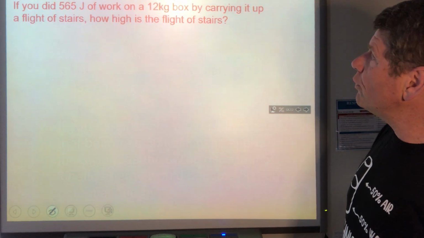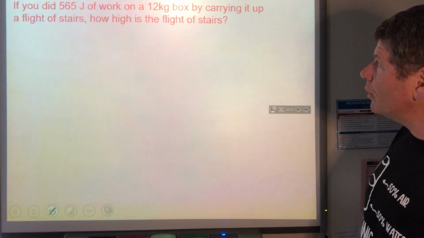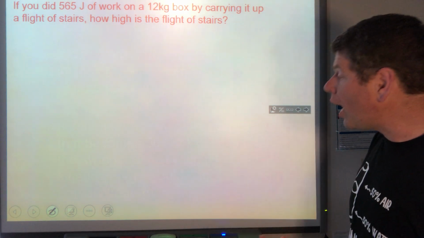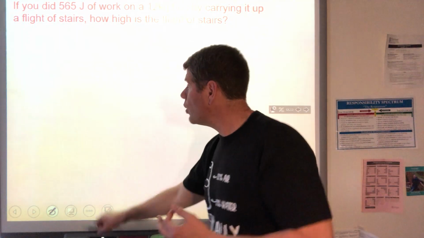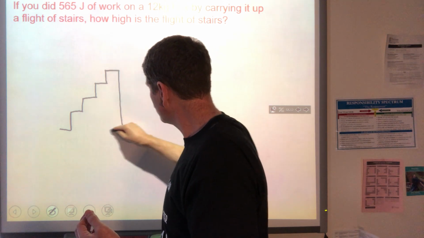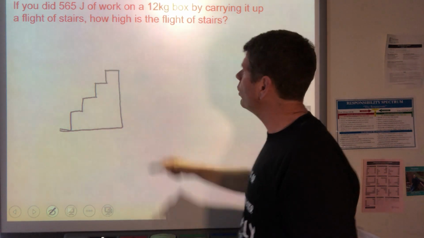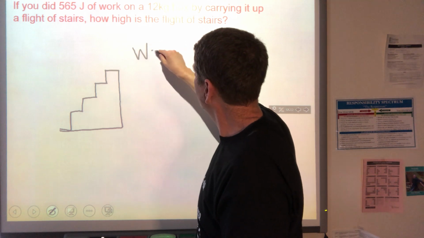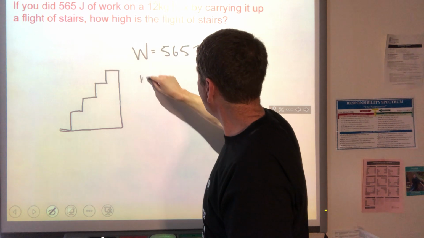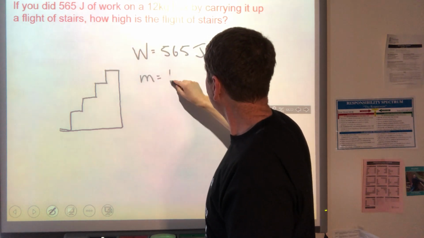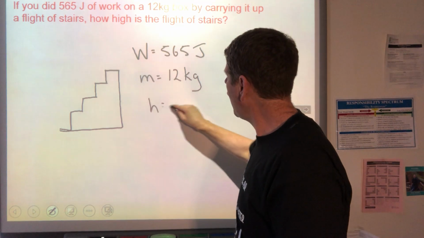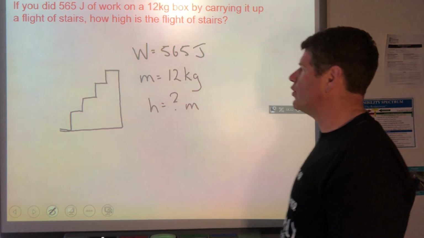All right, so if we did 565 joules of work on a 12 kilogram box by carrying it up a flight of stairs, how high is the flight of stairs? Now, again, sometimes we like to have a picture. So there is our flight of stairs, and we're doing 565 joules of work. We know that the mass of the box that we are carrying is 12 kilograms. We want to know how high in meters is the flight of stairs.